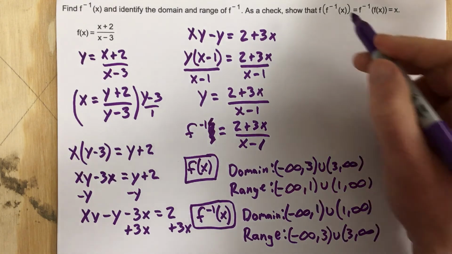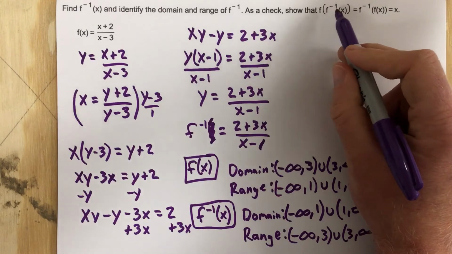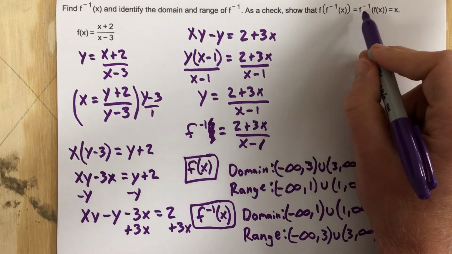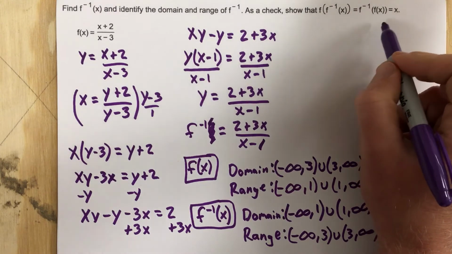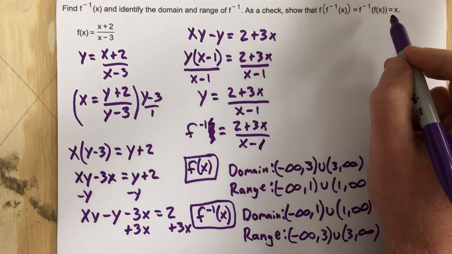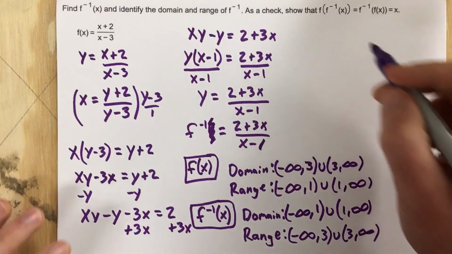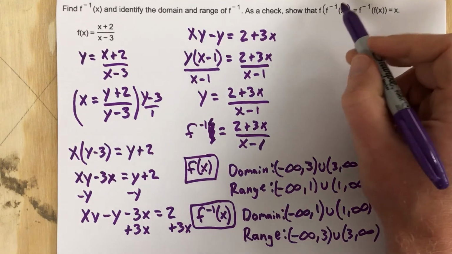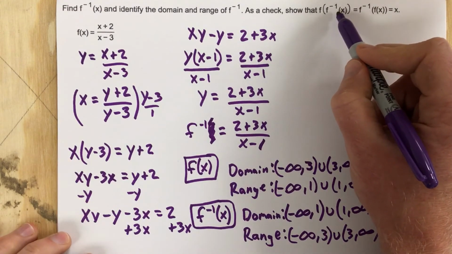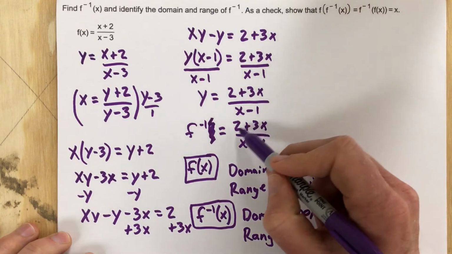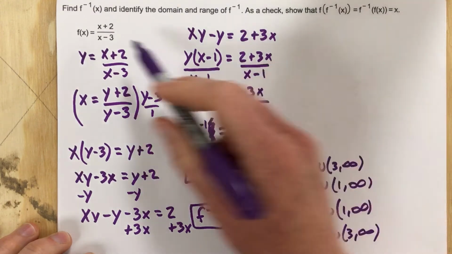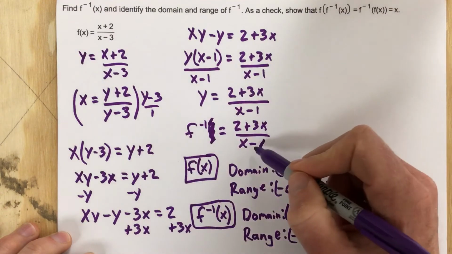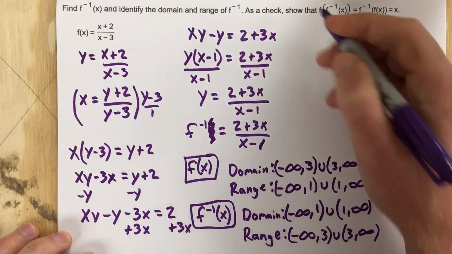Last step, show that f of f inverse of x equals f inverse of f of x, which equals x. So we can do this at the same time. f inverse of x is this function, and it's being plugged into the f function here. So I'm going to do it at the same time just because I don't have a lot of space.